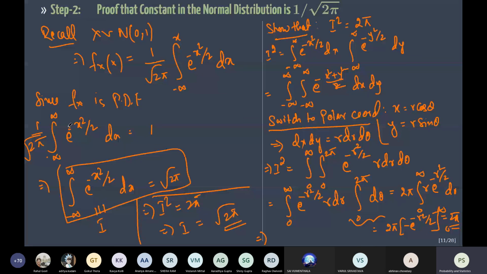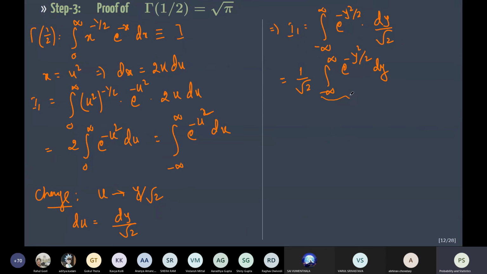So e to the minus x square by 2 dx, or the same thing as saying e to the minus y square by 2 dy, is square root of 2 pi. So this is equal to square root of 2 pi divided by square root of 2, which is square root of pi. So this is what we were supposed to prove. We started from here and we ended up here. So this is the proof of the last property of the gamma function.